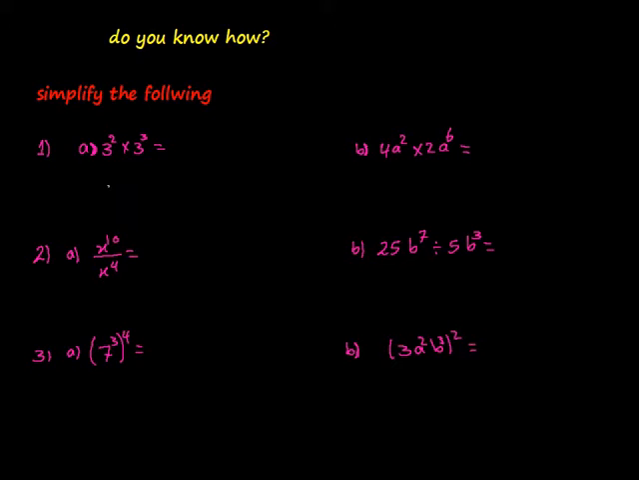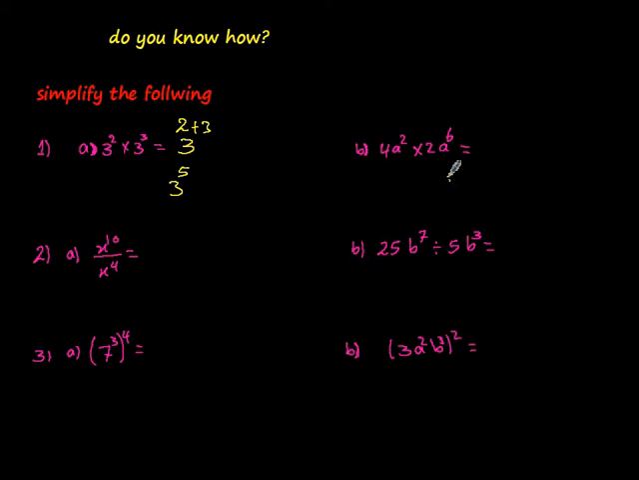Exercise number 1, guys, is actually about the rule of multiplying indices. And here we are given 3 power 2 multiplied by 3 power 3. And in order to multiply these indices, all you need to do is to keep the base without any change. And here you need to add the 2 powers. So the result will be 3 to the power of 5.